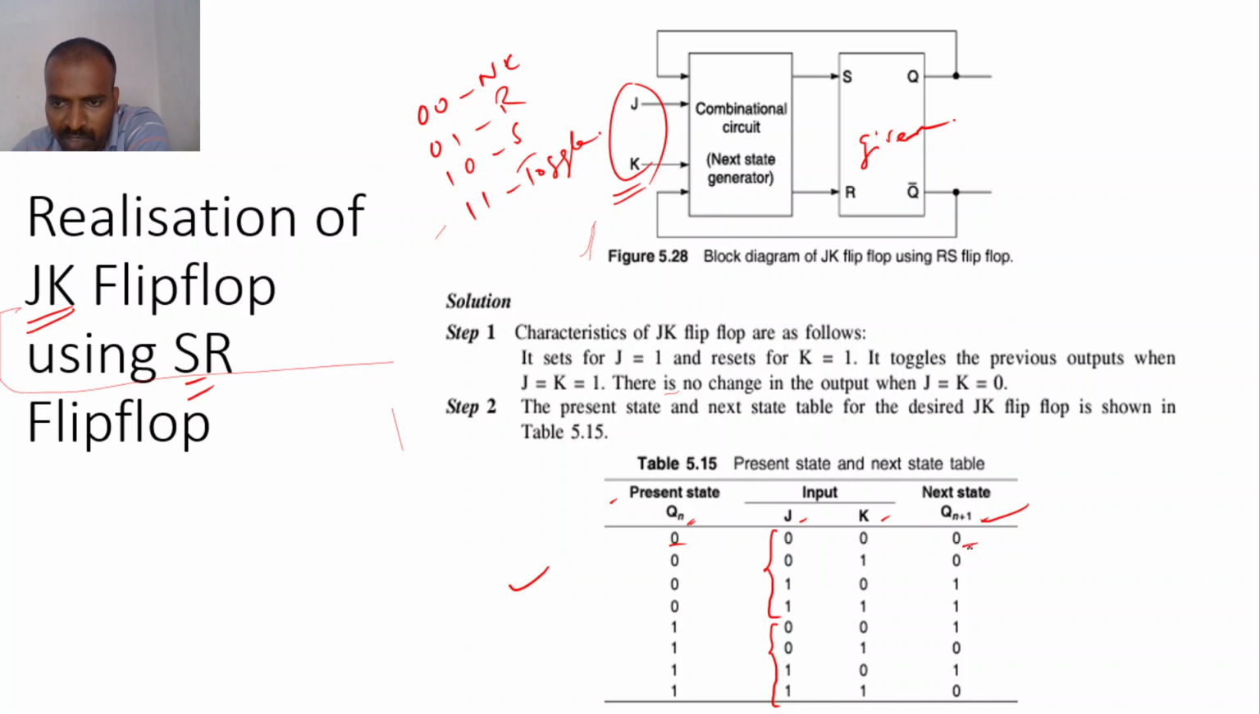So the same 0 will come. For 0 1, the J value will come here, 0. And for 1 0, again the J value will come here. And for 1 1, it will toggle the present state. So the present state is 0, and now it is changed into 1.